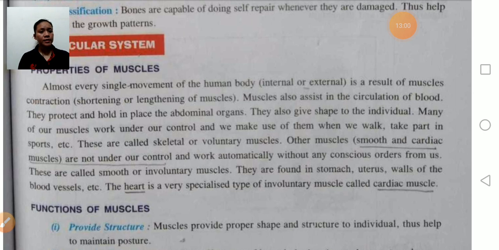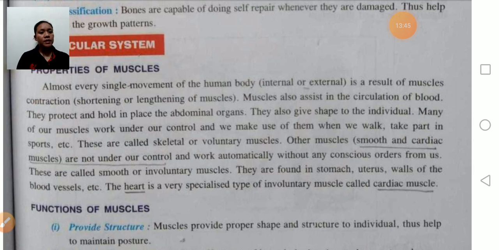Many of our muscles work under our control, and we make use of them, like in walking, running, doing sports activity, etc. These muscles are known as voluntary muscles. Those muscles over which we have control, which work according to the will of the person.